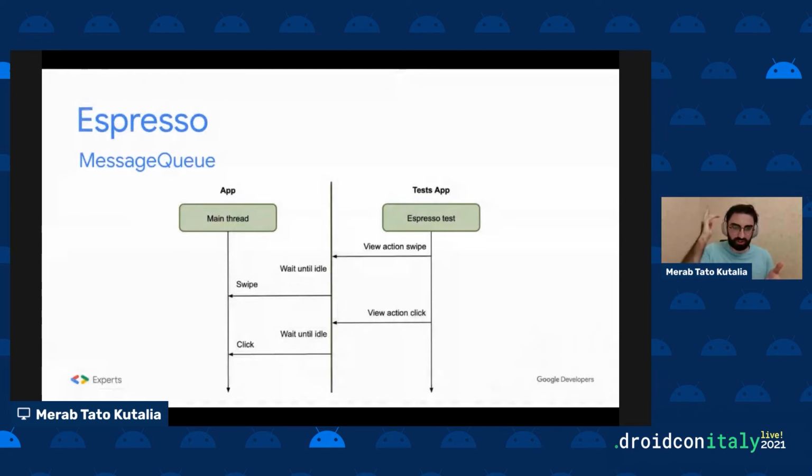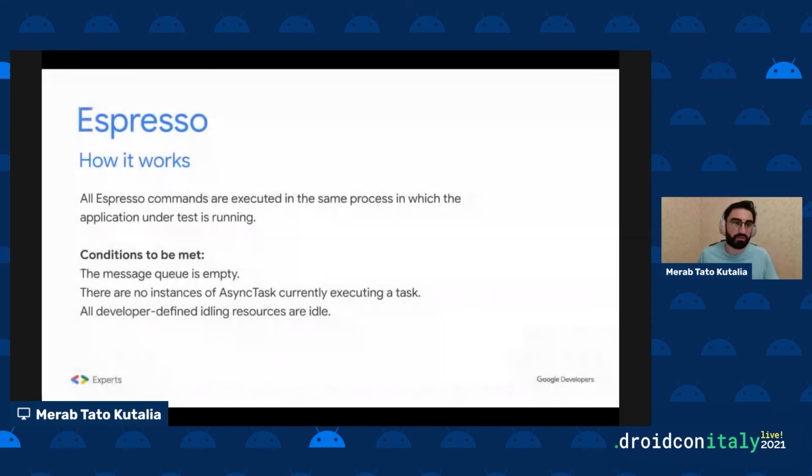You just swiped some kind of RecyclerView or did some kind of action, and it needs to be the only action on the main thread. Then the main thread reacts, and then you can click on the view, and it goes to the main thread, and then you can chain all the other view assertions, other clicks and matches and so on. So Espresso should do all the operations sequentially, and the message queue should always be empty to fulfill the Espresso requirements.